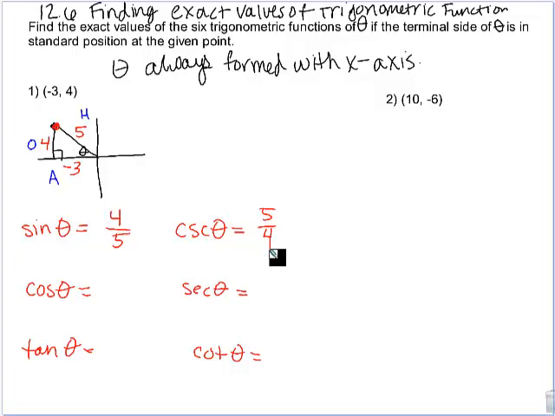Okay, cosine of theta. Yep, -3/5. Which means secant of theta would have to be what? Yep, -5/3. Tangent of theta. While I agree that 4 and 3 are part of it, we have to take care of the negative sign. So you'd say -4/3. And then cotangent of theta would be -3/4. So there are the 6 trig ratios for the point -3, 4.